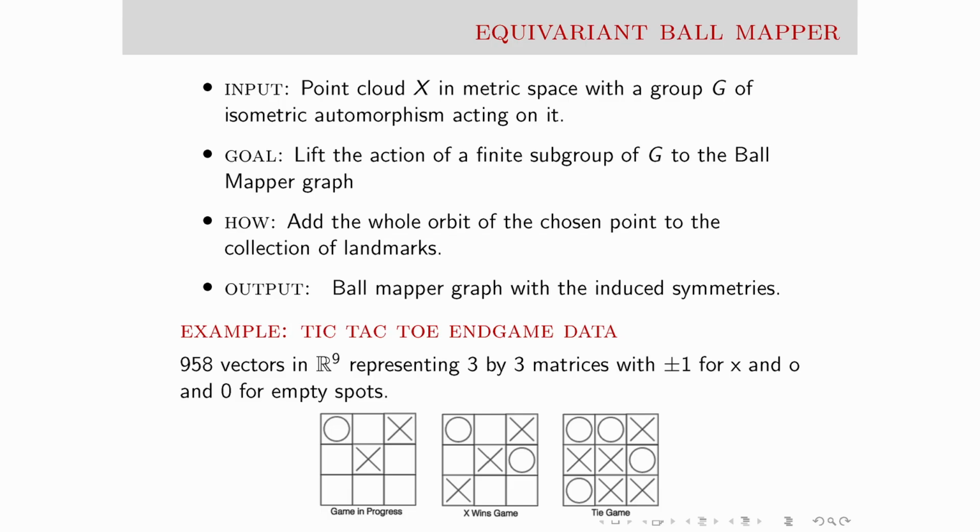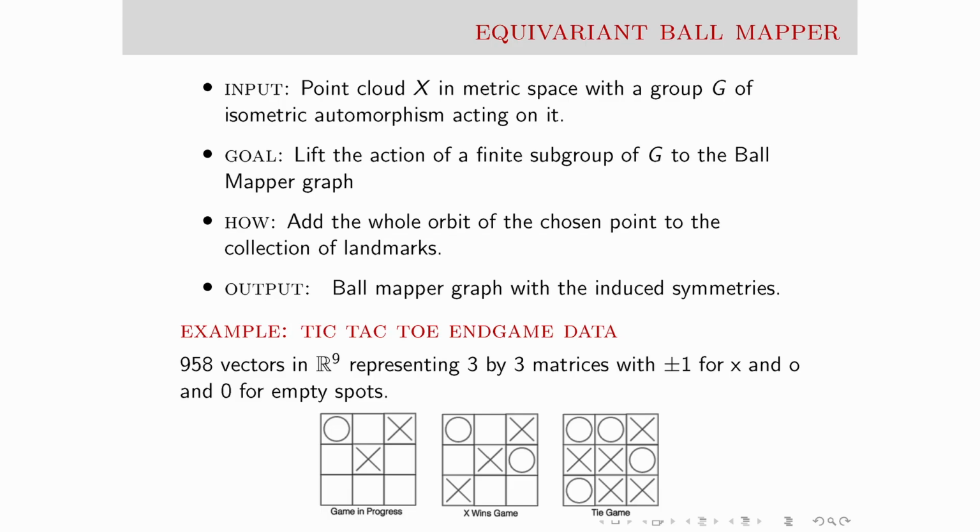I want to illustrate this on my favorite example. I hope everyone has played tic-tac-toe. I'm not going to be talking about strategies. It's a pretty simple game. I'm going to look at the end game results. So I have a game in progress. This is X wins the game. This is a game that's a tie. So I'm just going to turn it into a vector in 9-dimensional space by saying O is a -1, X is 1. If there's no X or O, like here, I'm just going to put a 0 there.